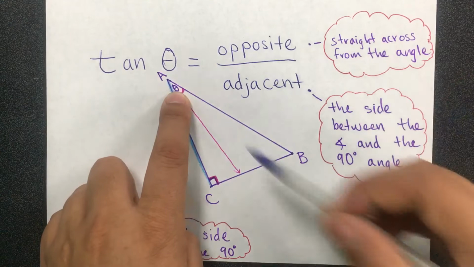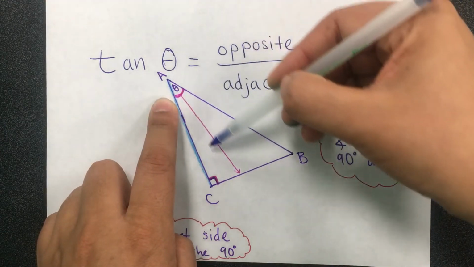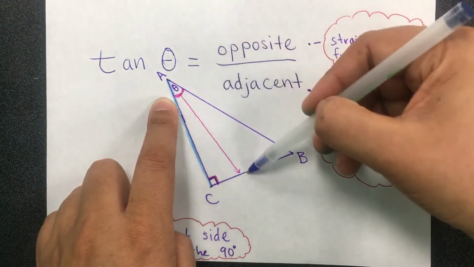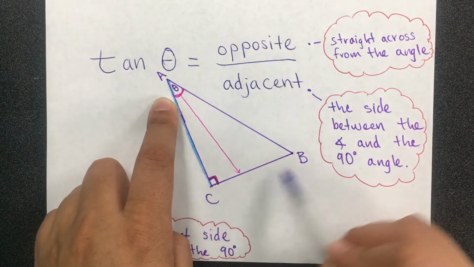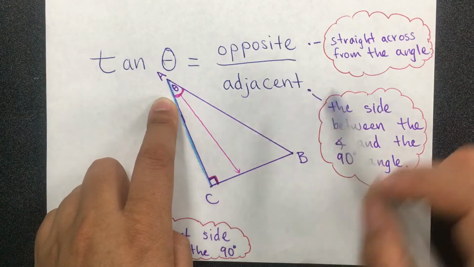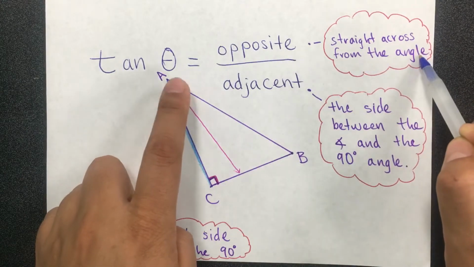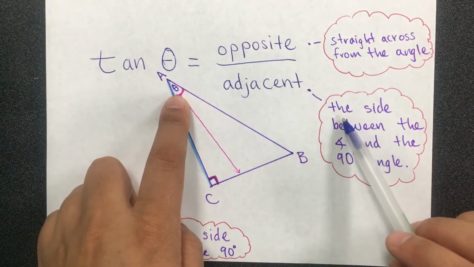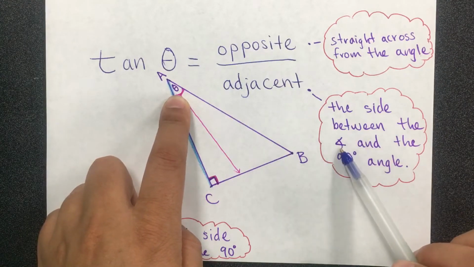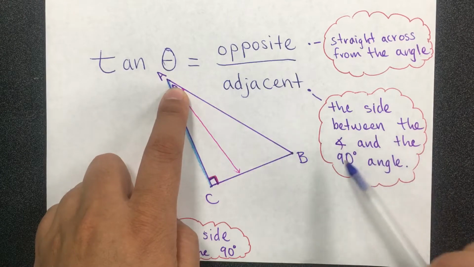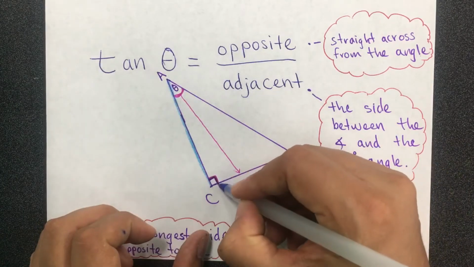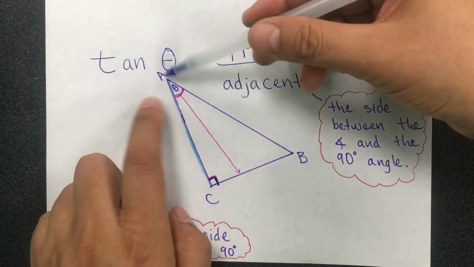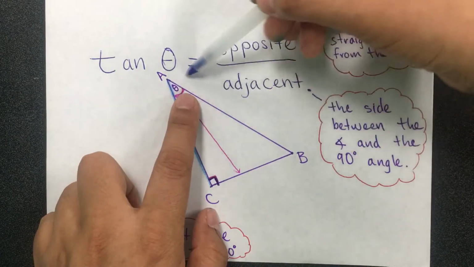So in here, the opposite is going to be exactly in front. If you draw an arrow from that angle, that's going to be your opposite side, okay? It's straight across from the angle that we're talking about. And adjacent is the side between the angle that you're talking about and the 90-degree angle. This is the 90-degree angle, okay? So another way to say the adjacent is not the hypotenuse.